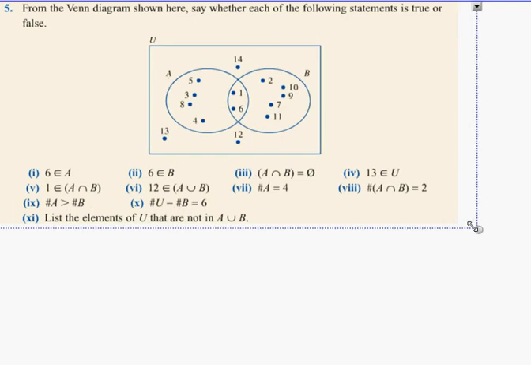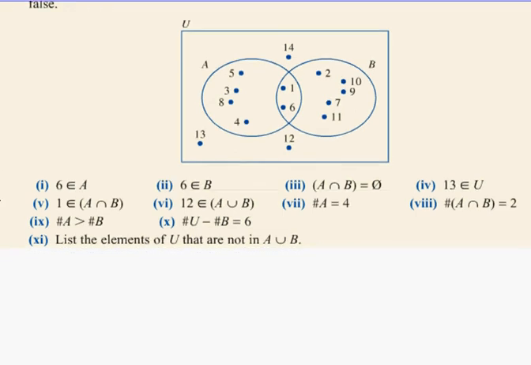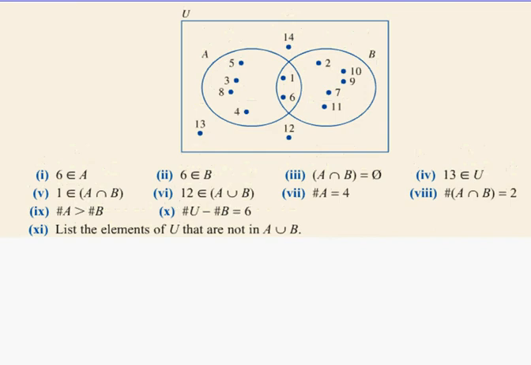From the Venn diagram shown here, state whether the following is true or false. 6 is an element of A? True. Okay, 6 is in A. True. 6 is in B? True. A intersection B is the null set. This means there is nothing inside A intersection B. False. 13 is an element of U. 13 is in the box. 1 is an element of A intersection B. Because it's in the middle.